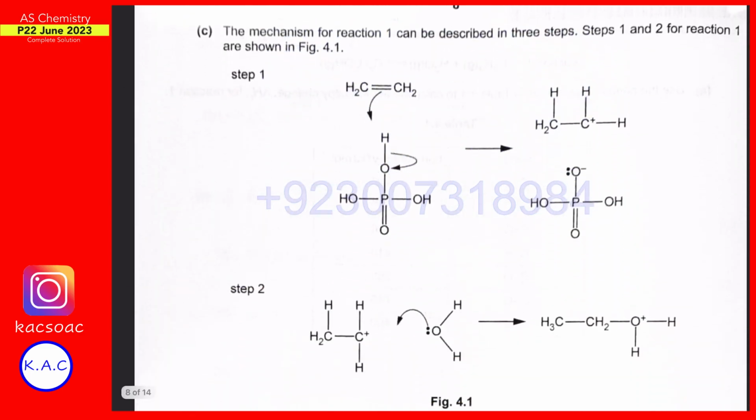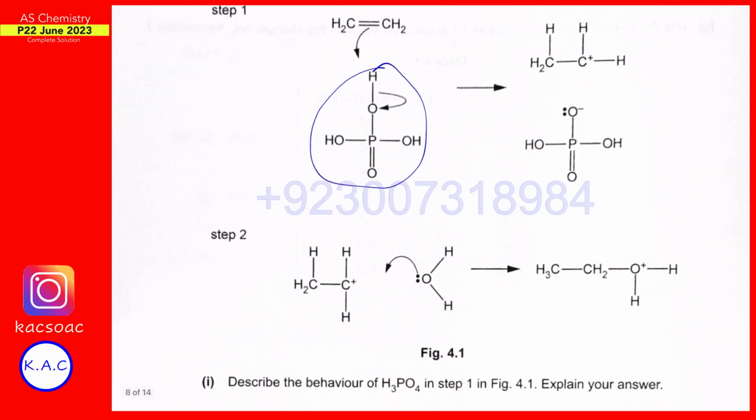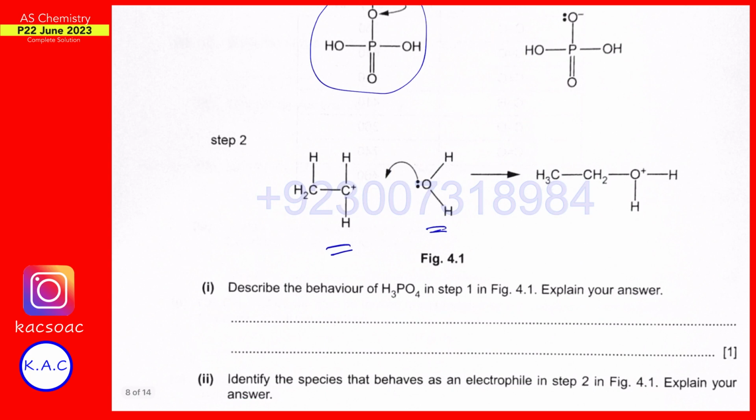The next question, part C. The mechanism for reaction 1 can be described in 3 steps. Step 1 and step 2 for reaction 1 are shown over here. Step 1 is the double bond is going to approach this phosphoric acid, and in step 2 there is a combination or the reaction between water molecule and the carbocation. Describe the behavior of H3PO4 in step 1.